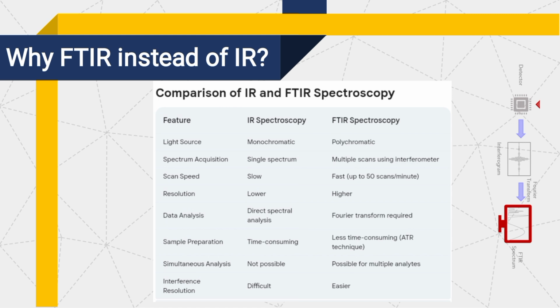Interference resolution is very difficult in IR spectroscopy as it deals with a single wavelength at a time, so it is very time consuming to arrange all the data, while it is easier using Fourier transform in FTIR spectroscopy.